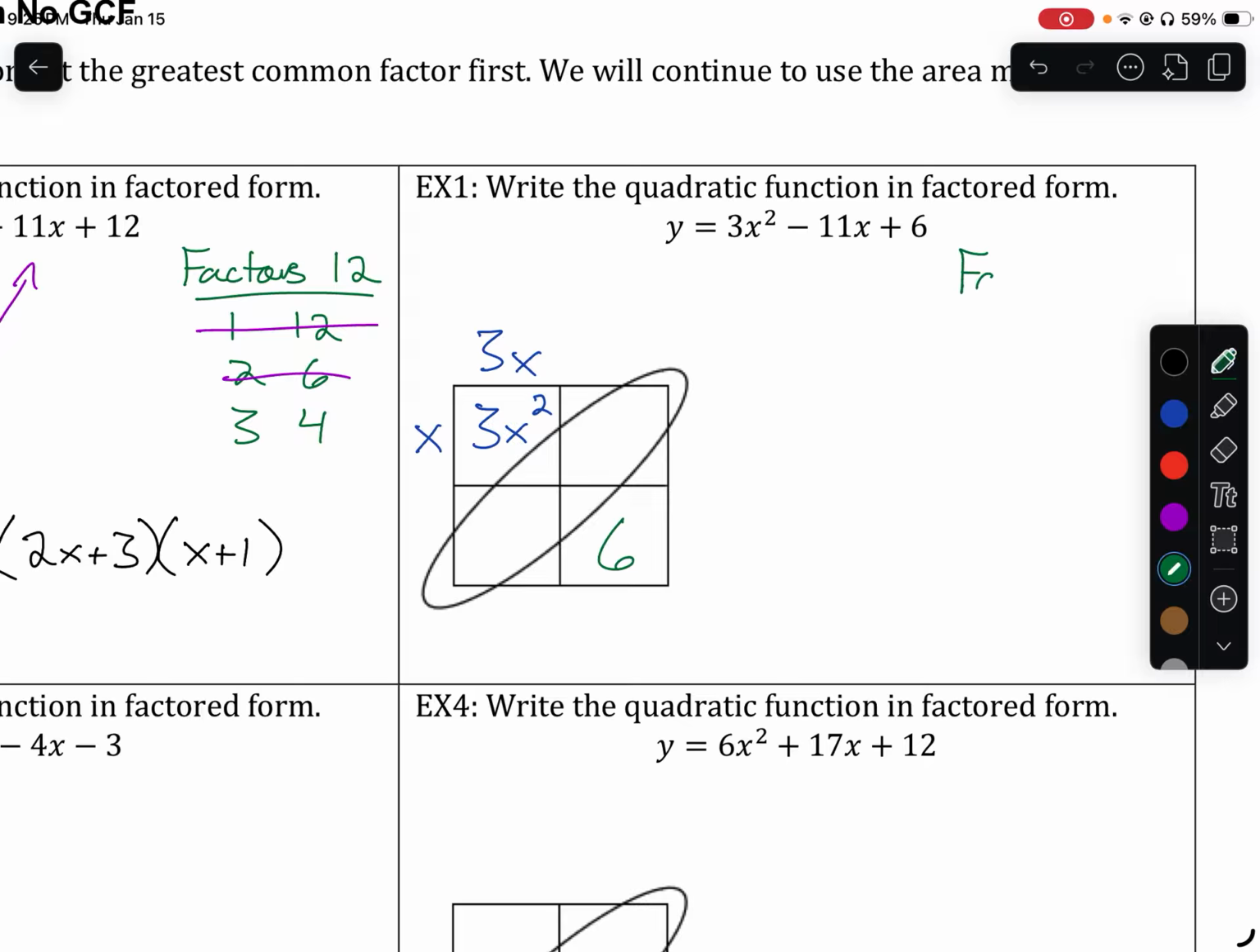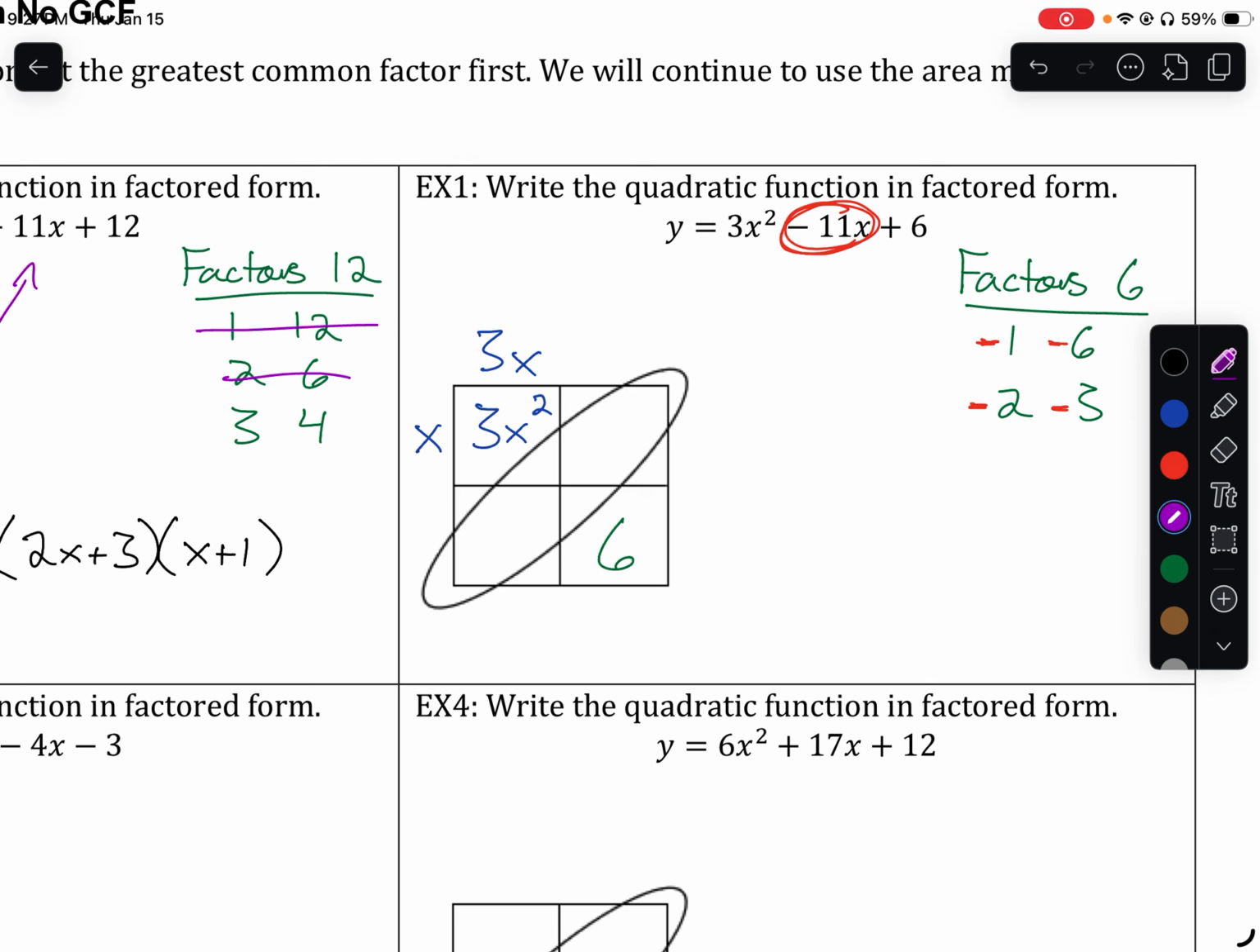So factors of 6, I have 1 and 6. I have 2 and 3. Now notice that I'm trying to make an 11 that is negative. So both of these are going to have to be negative. Negative 6 and negative 1, and negative 2 and negative 3. Because when you multiply negatives, it gives you a positive product. But then when you add them together, it's still going to be negative.